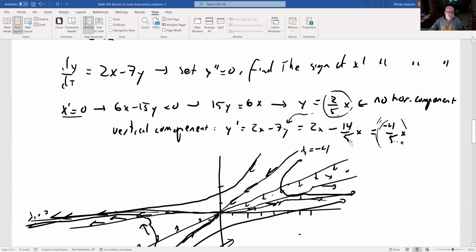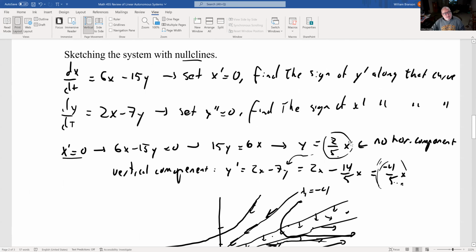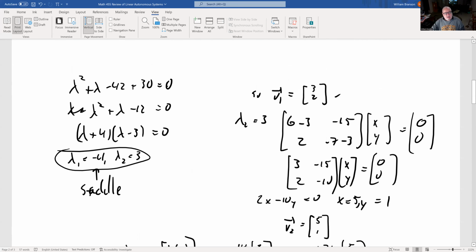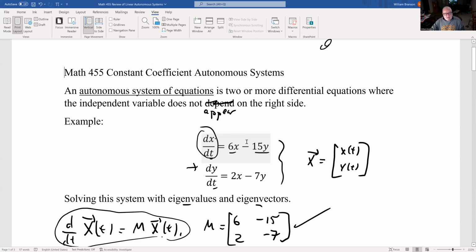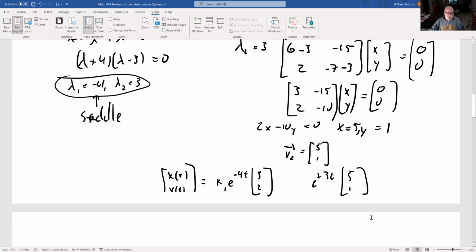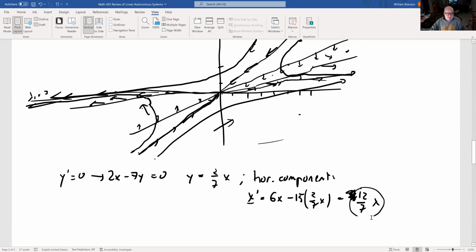So the nullclines aren't particularly important when we're dealing with linear constant coefficient systems like this, because you can just do everything with eigenvalues and eigenvectors. But they will become important when we do nonlinear systems.